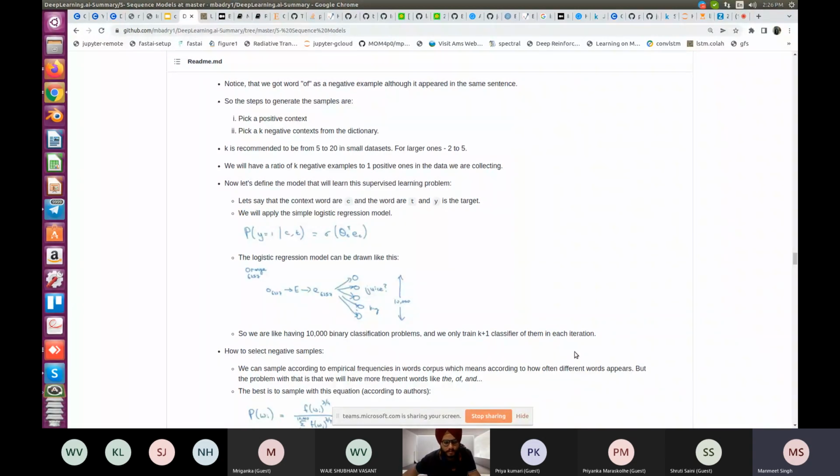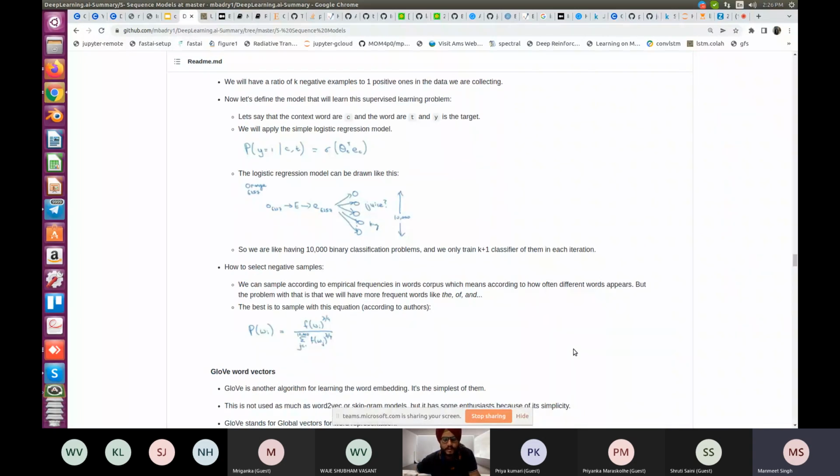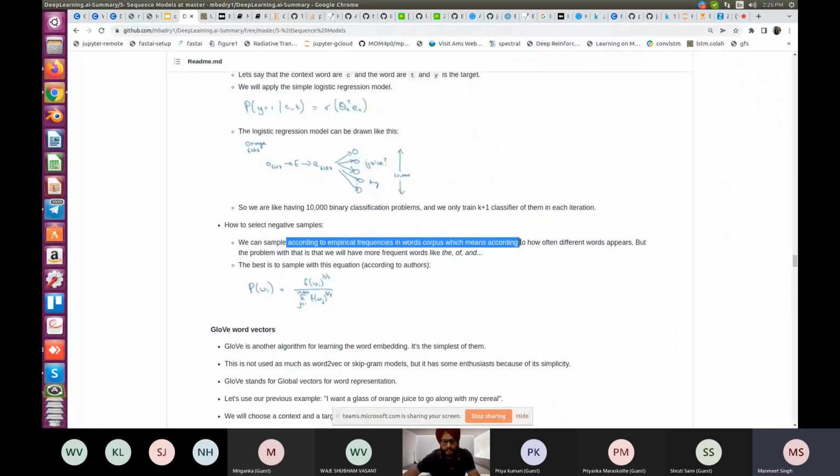Now to get the negative samples, we can sample according to empirical frequencies in the word corpus, which means according to how often different words appear. But the problem is that we have more frequent words like the, of. So the best way is to sample them according to an equation recommended by the word2vec authors. They use a function f of wi, which is the frequency of word i, raised to the power 3/4, divided by the summation of f of wj, with j from 1 to 10,000.